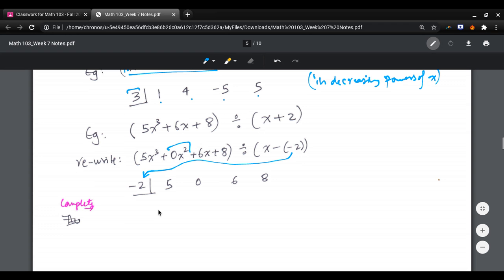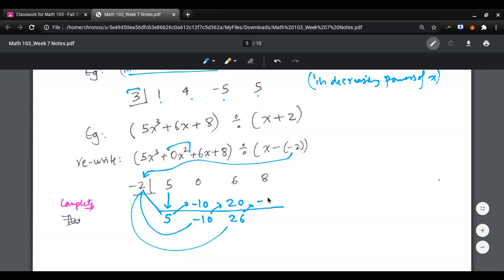Once you've set it up, you draw a long horizontal line, and then you copy down the first number as it is, 5. Then you multiply negative 2 with 5, and you place it here. That's negative 10. Then you add them, and you get negative 10, and then you repeat. You multiply negative 2, and you put it here. Negative 2 times negative 10 is 20. You add, you get 26. Repeat, negative 2 times 26, negative 52. Add them up, and that should be negative 44. And then you box this off, and we're going to say that that is the remainder.